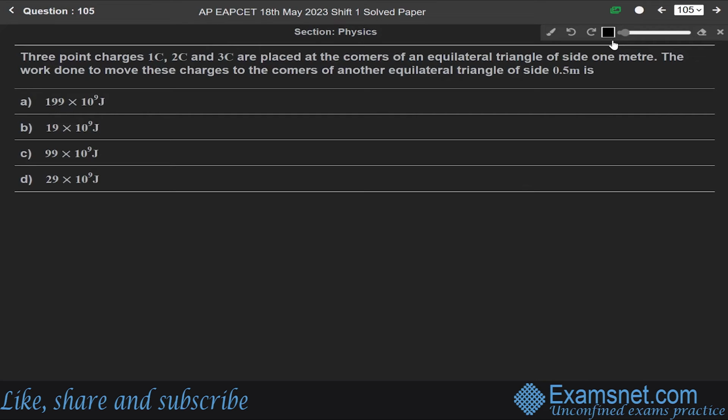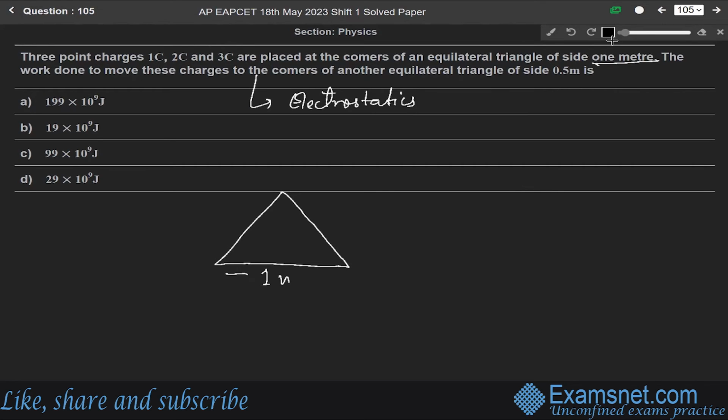Three point charges, 1 coulomb, 2 coulomb, and 3 coulomb are placed at the corners of an equilateral triangle of side 1 meter. The work done to move these charges to the corners of another equilateral triangle of side 0.5 meter is, okay. So this question is from the chapter of electrostatics. According to this question, we are given an equilateral triangle. This is an equilateral triangle having side 1 meter.